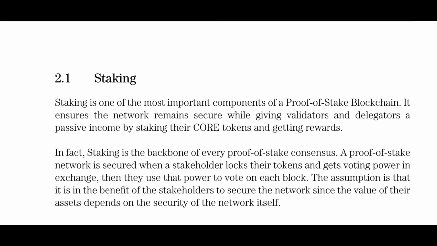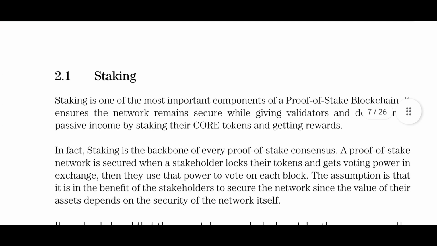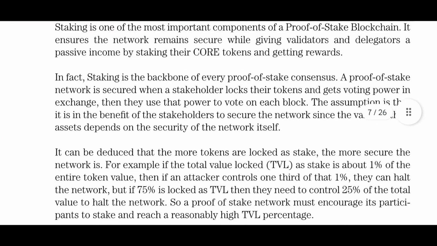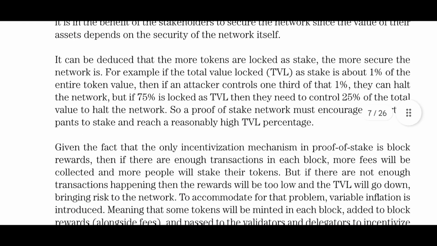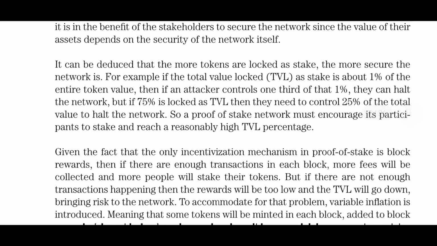A proof of stake consensus or network is secured when a stakeholder locks their tokens and gets voting power in exchange. Then they use that power to vote on each block. The assumption is that it's to the benefit of the stakeholders to secure the network, since the value of their assets depends on the security of the network itself.